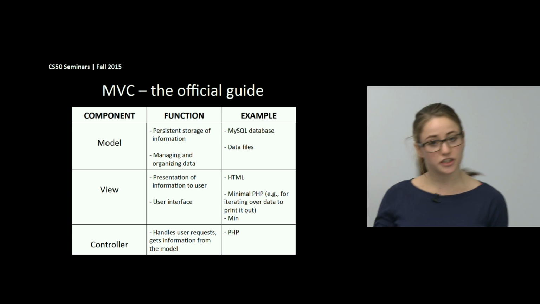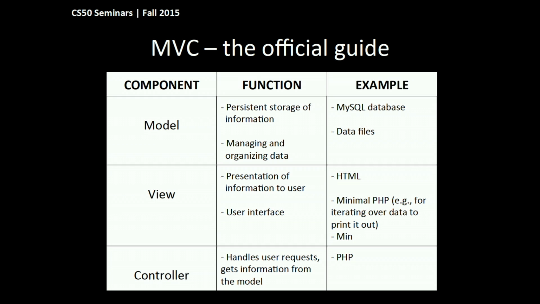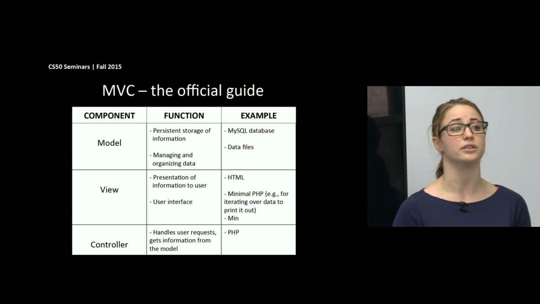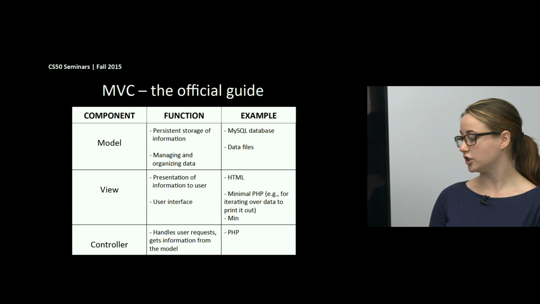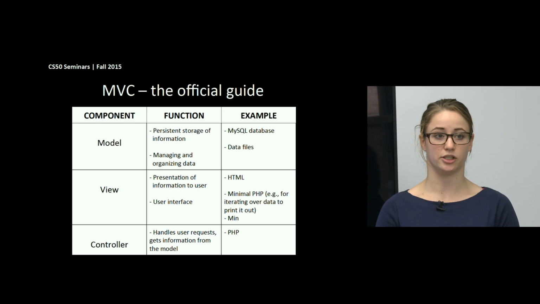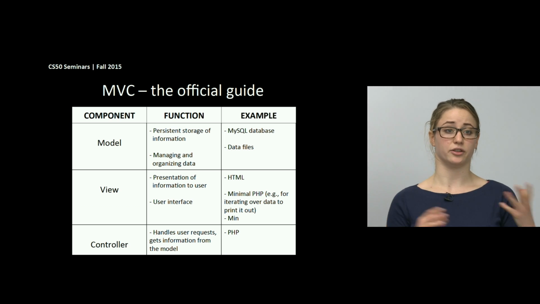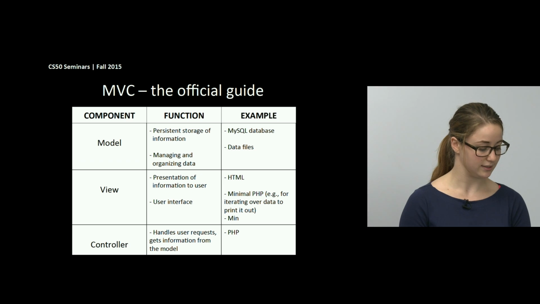So this is the official guide to MVC. This is what you'll find on Study 50 and in lectures. MVC obviously has three parts. There's the model: persistent storage, managing and organizing data. You can think about this as your MySQL database in the current problem set, and any data files you have. There's the view, which is the presentation of information, the user interface. You can think about these as HTML pages and any of the template pages you're building on this problem set. And the controller, which handles all of the information and passes information between the databases and the view. You can think about these as your current PHP files in the programs you're writing for problem set 7.